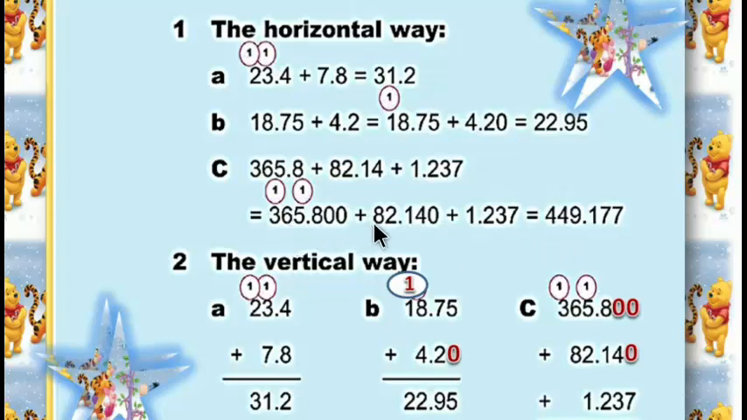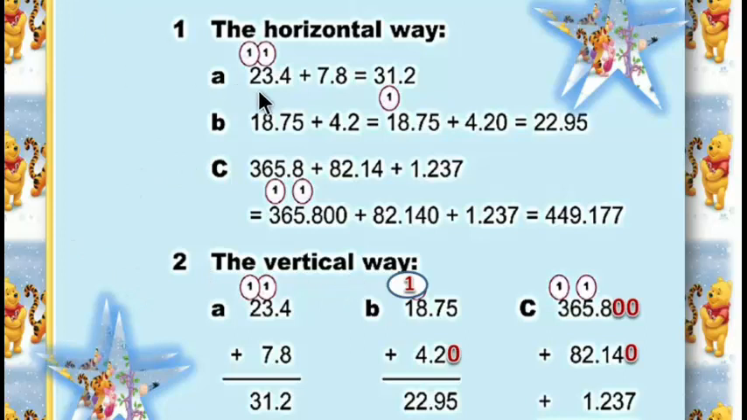6 plus 8 equals 14. There is no digit here, so we will write 4 and carry up 1 on the next place. 1 plus 3 equals 4. There is no digit here. There is no digit here, so we will write 4. The answer is 449.175. Now we will solve this example in vertical way.